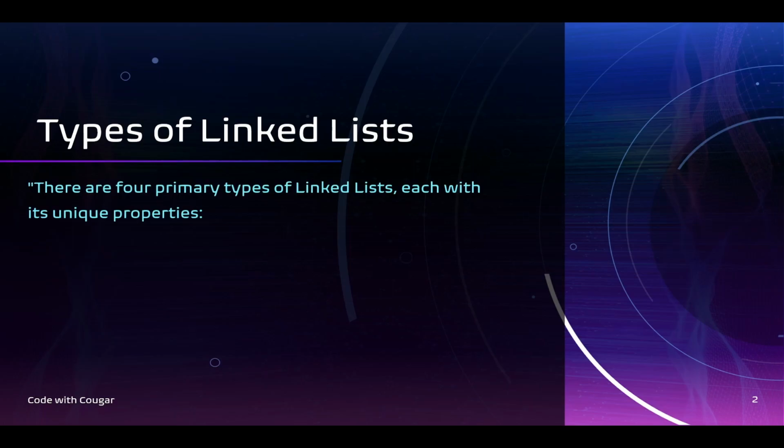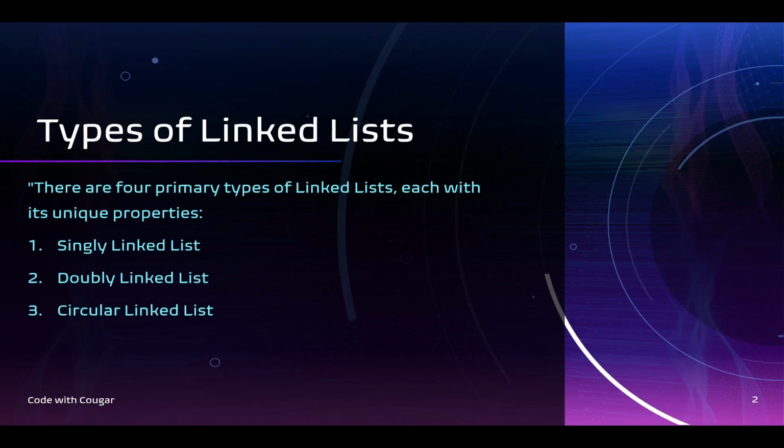So basically, there are four primary types of linked list, each with their own unique properties. We have singly linked list, we have doubly linked list, we have circular linked list, and we have doubly circular linked list. So let's talk about singly linked list.